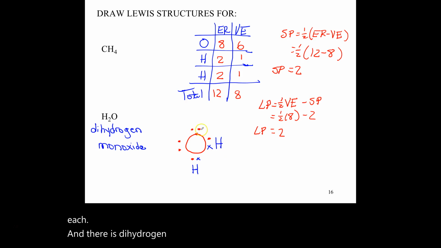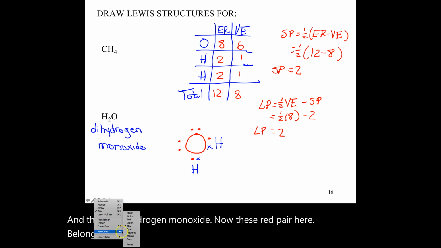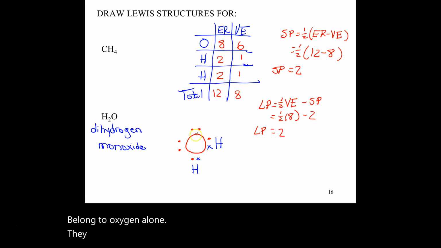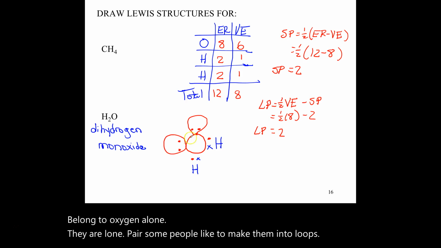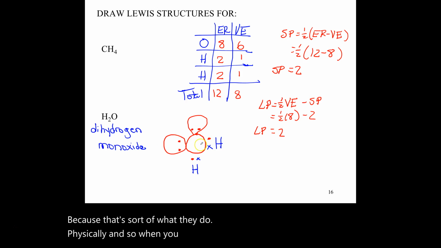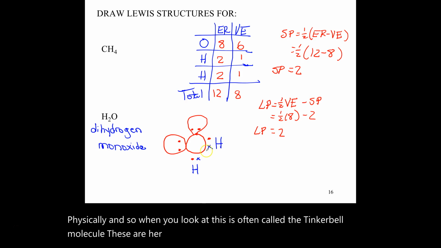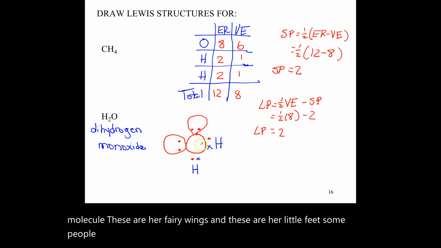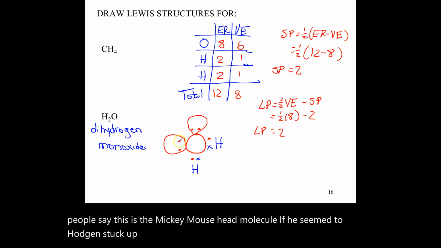Now, these red pair here belong to oxygen alone. They are lone pair. Some people like to make them into loops because that's sort of what they do physically. And so when you look at this, this is often called the Tinkerbell molecule. These are her fairy wings and these are her little feet. Some people say this is the Mickey Mouse head molecule. If you see the 2 hydrogens stuck up so like Mickey ears, whatnot with that. So either way you want to think of it.